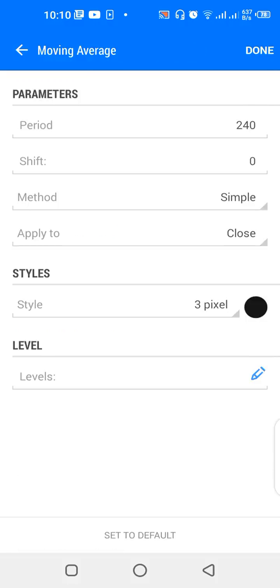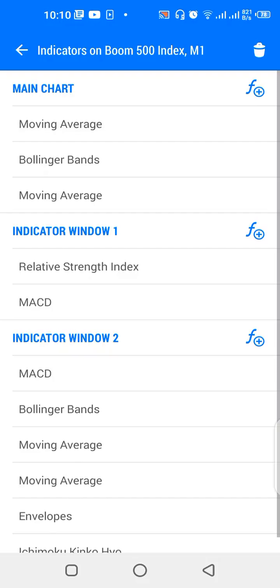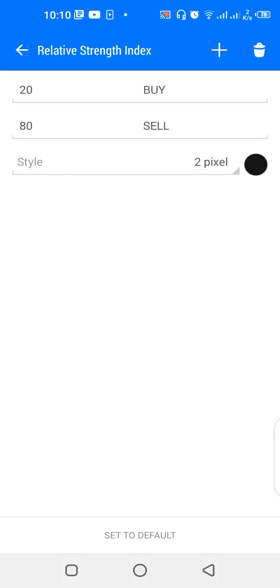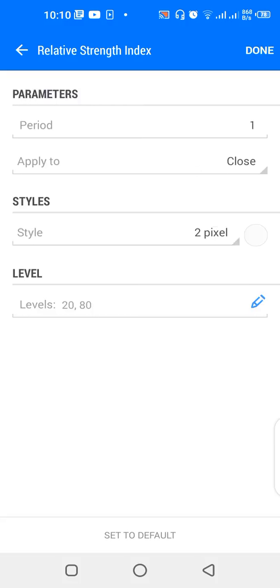Then finally on the main chart we have a 240 period simple moving average. The shift is 0, apply to close, color is black. That's that for the main window. Now let's look at the indicator window where we have the Relative Strength Index. Let's look at the parameters. We have 1 period, apply to close, color will match the background color of the chart. Then the levels, for buy we have 20, for sell we have 80, and the color is black for the levels.